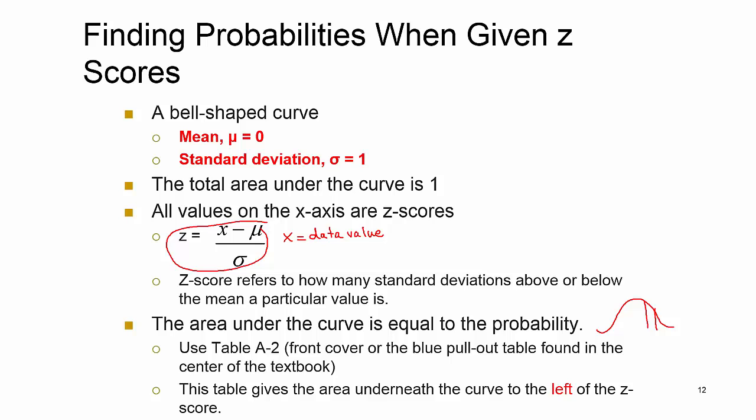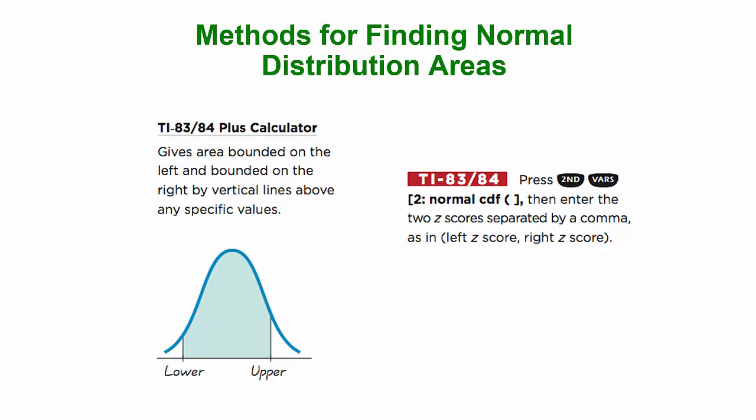It's called Table A2. It can be found in a pull-out table in your textbook, or it's either located in the front cover or the back cover of your book. This table gives the area underneath the curve to the left of the z-score. There are some methods for finding normal distribution areas. For instance, your calculator. If you have a graphing calculator, it will give you the area bounded on the left and the area bounded on the right when we look at specific values. So this slide just shows you how to type that in.